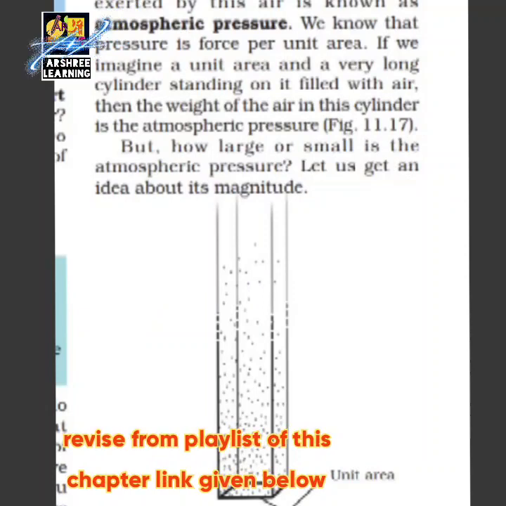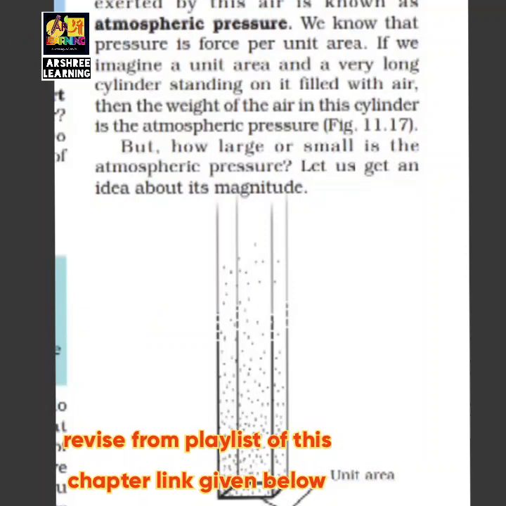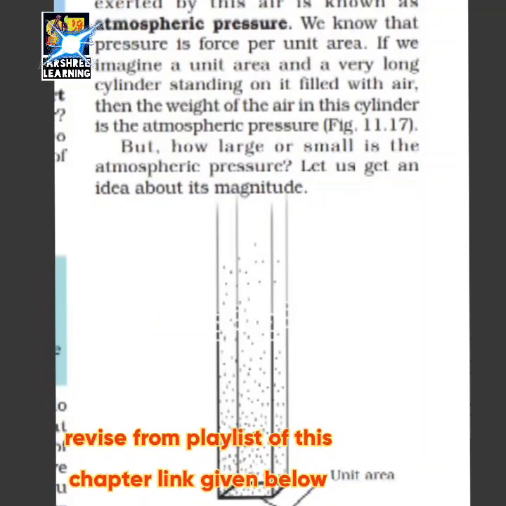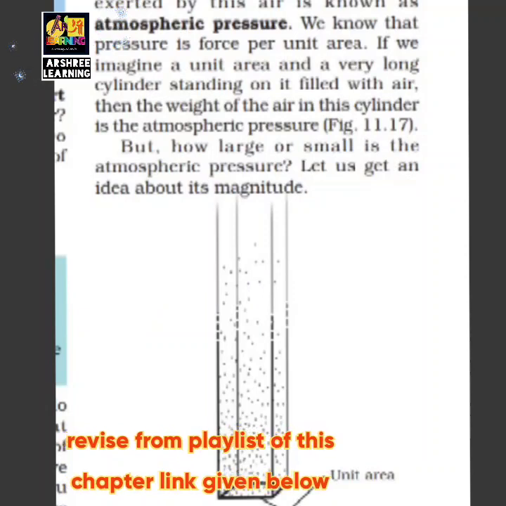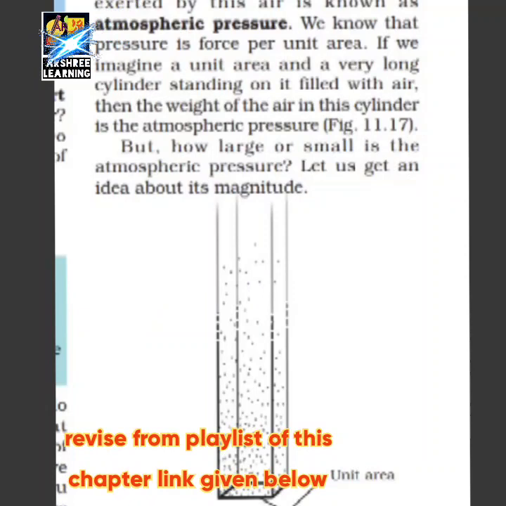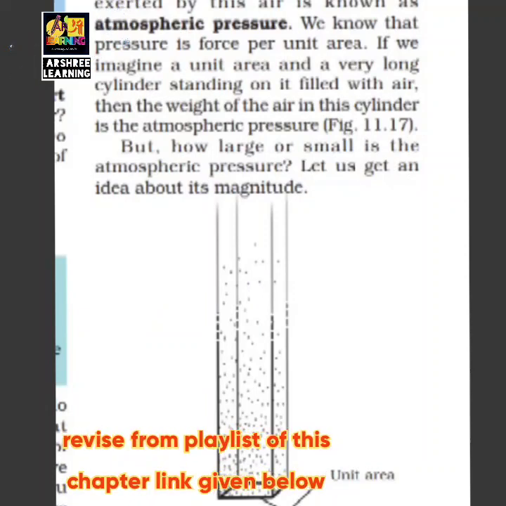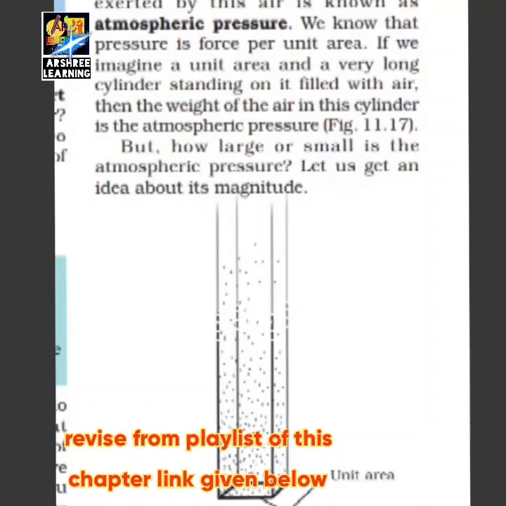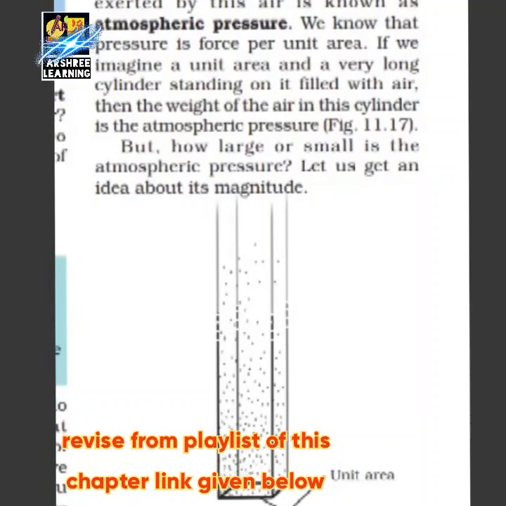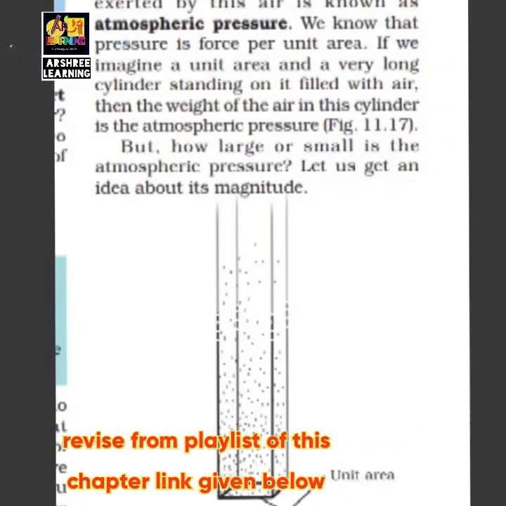The pressure exerted by this layer of air is called atmospheric pressure. The pressure exerted by air on the surface of the earth due to the air present around the earth is called atmospheric pressure. We know that pressure is force per unit area. We have learned that pressure is equal to force upon area. Now we are about to figure out how much pressure is exerted by air.